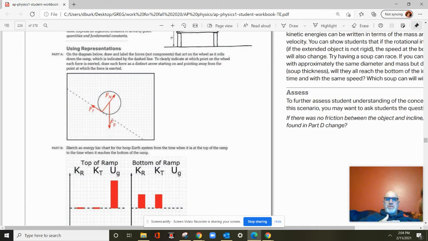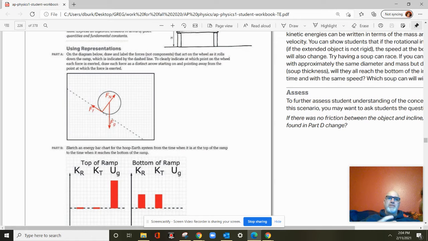So you can see there's a force of gravity pulling down. There's a normal force pushing up on the bottom of the hoop, so make sure that arrow is coming up off the bottom of the hoop, but the force of gravity is coming from the center of mass of the hoop. You see how they're not coming from the same place?